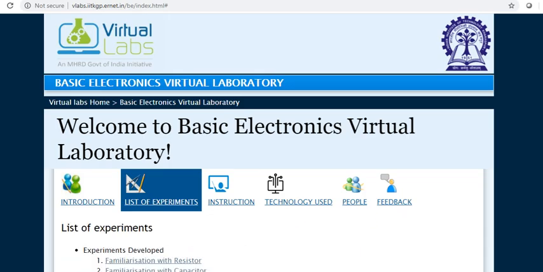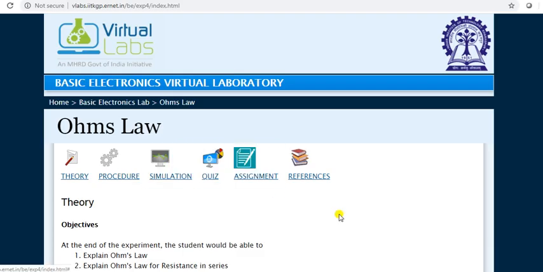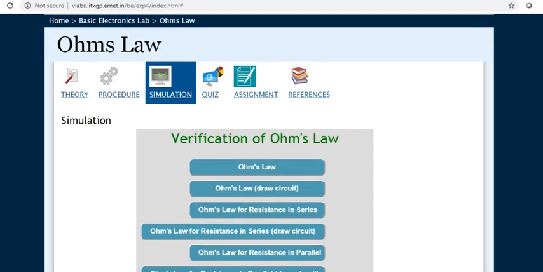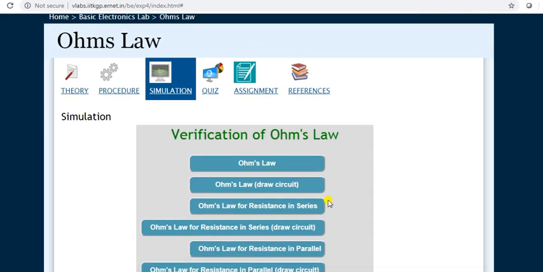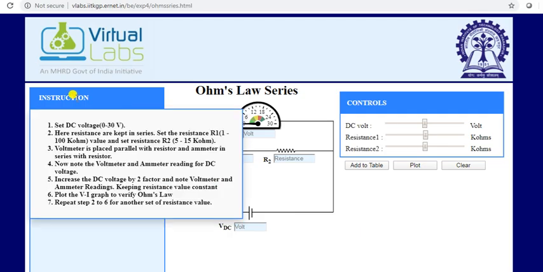Today's practical is Ohm's law for the resistances in series. So today we will verify or simulate Ohm's law for resistance in series. By clicking on the tab, a window will open. On the left hand side there is a list of instructions, and we have to follow these instructions for the simulation of Ohm's law for resistances in series.